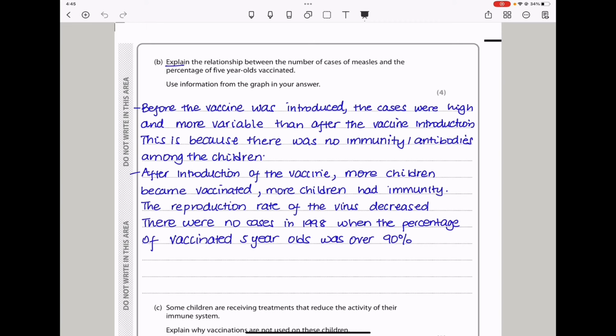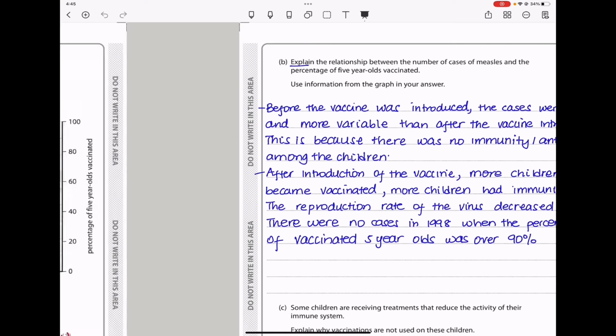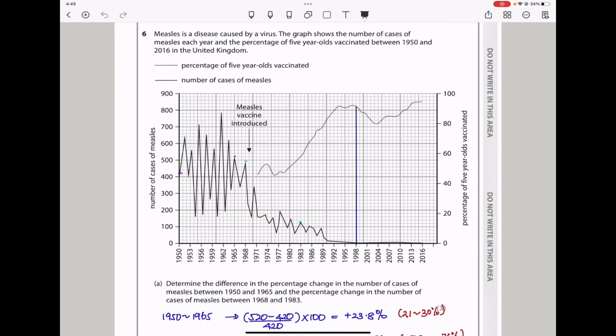Moving on. Here they say, explain the relationship between the number of cases of measles and the percentage of 5-year-olds vaccinated. They want you to use the information from the graph in your answer. If we go back to the graph, we can see after introduction of the vaccine, the numbers of 5-year-olds being vaccinated increased, and as it increased, the cases of measles began to decrease. And about 1998, we can see the cases are almost zero when the percentage of vaccination is higher than 90%.